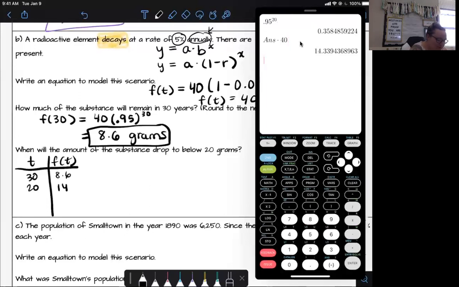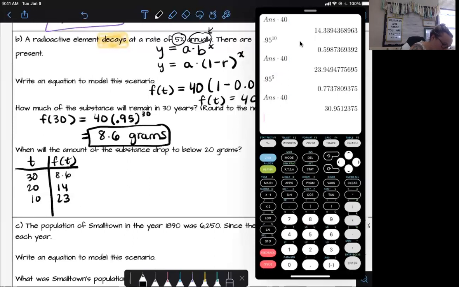So let's do even less years. Let's do 10 years. So let's do 0.95 to the 10th times 40, and we get 23. So we're getting closer. Let's try 5. 0.95 to the 5th times 40, and we've got 30 grams. So 5 gets us 30. So that means it needs to be between 10 and 5.